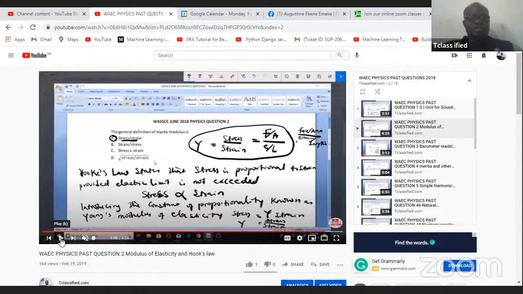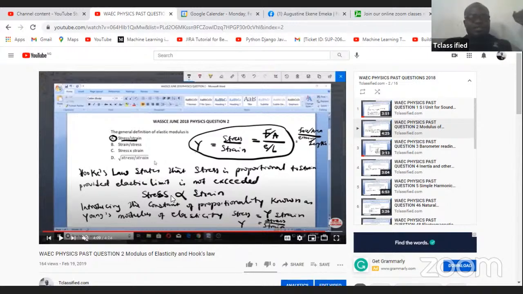For you to understand this, you need to understand Hooke's law, which is the concept behind this. Hooke's law states that stress is proportional to strain, provided the elastic limit is not exceeded. You're most likely going to be asked in your WAEC or your JAMB to make the statement of Hooke's law. So the amount of stress you apply is proportional to the strain that you're going to have, provided that the elastic limit is not exceeded.